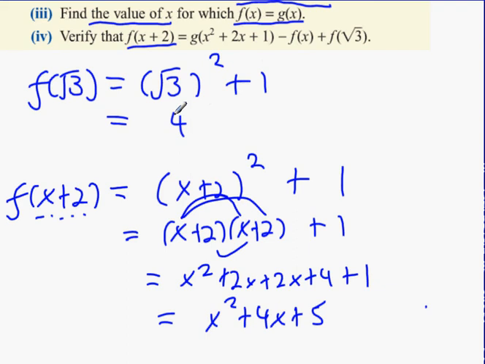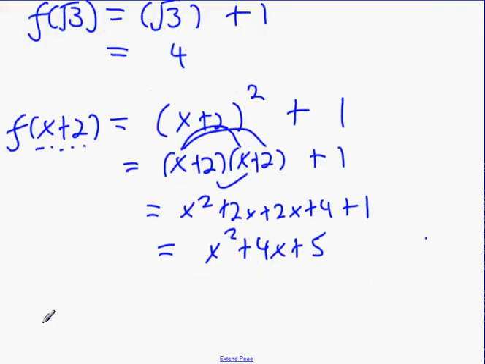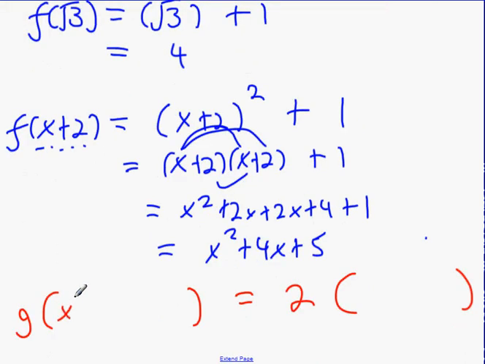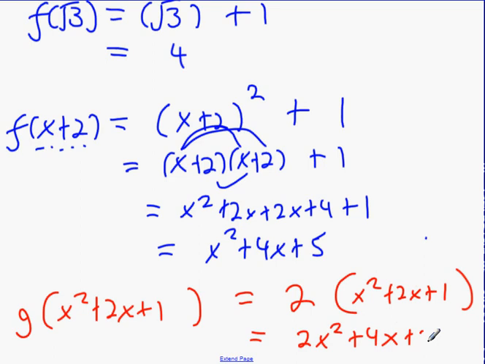What do you have to do to the g? And we know what you do with the g. The rule for g is, whatever it is, multiply it by 2. What did he want us to multiply by 2? Whatever comes beside the g. So it's the x squared plus 2x plus 1. So they want us to multiply all of this by 2. And what happens when we multiply it by 2? 2x squared plus 4x plus 2.